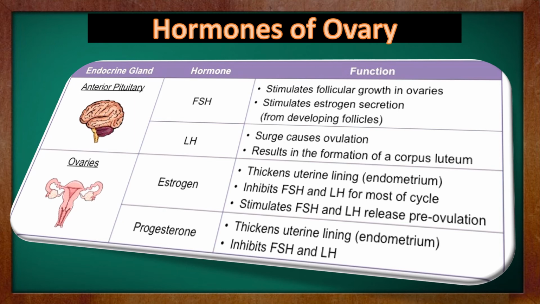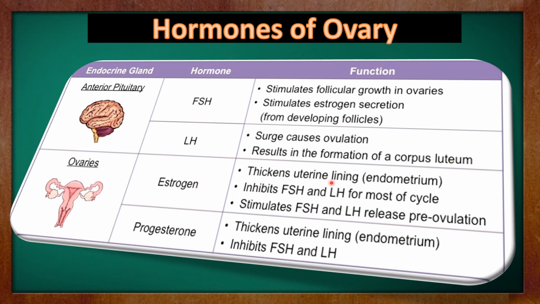Next, we have the hormones of the ovary. We have here the ovaries. We have estrogen and progesterone. From our anterior pituitary, we have FSH and LH. FSH stimulates follicular growth in the ovaries and stimulates estrogen secretion from the developing follicles, while the LH, or luteinizing hormone, surge causes ovulation and results in the formation of the corpus luteum.